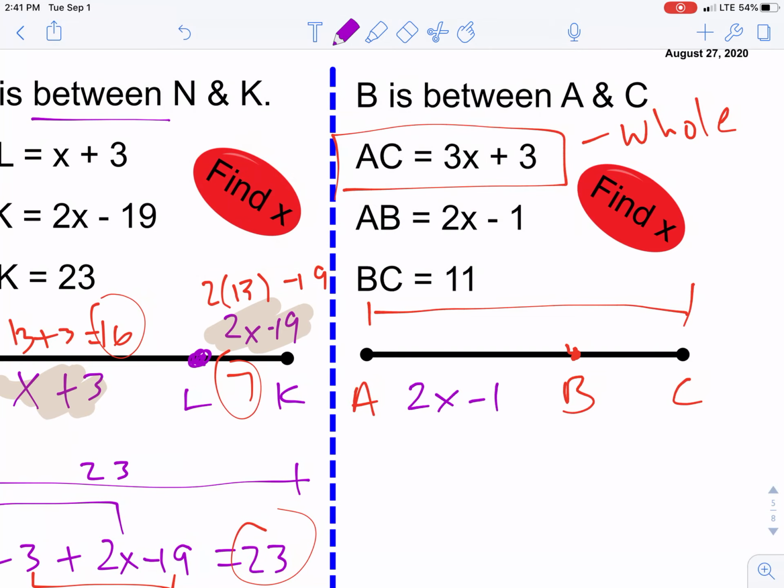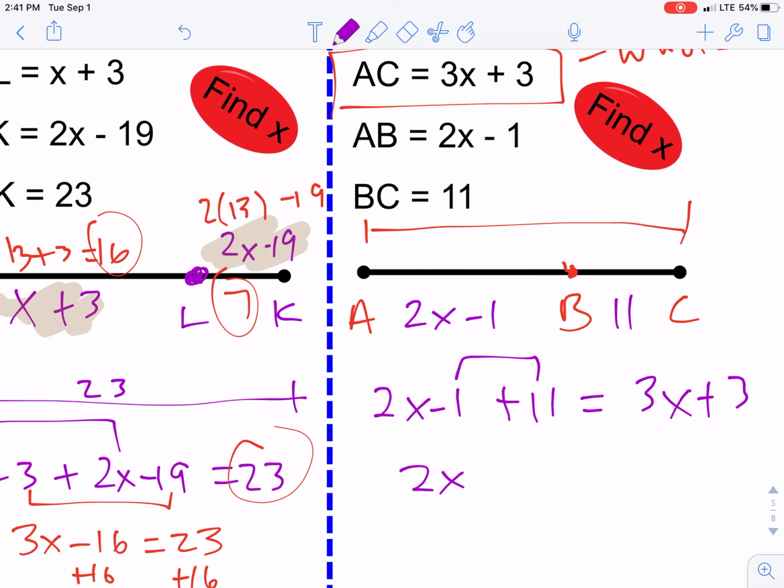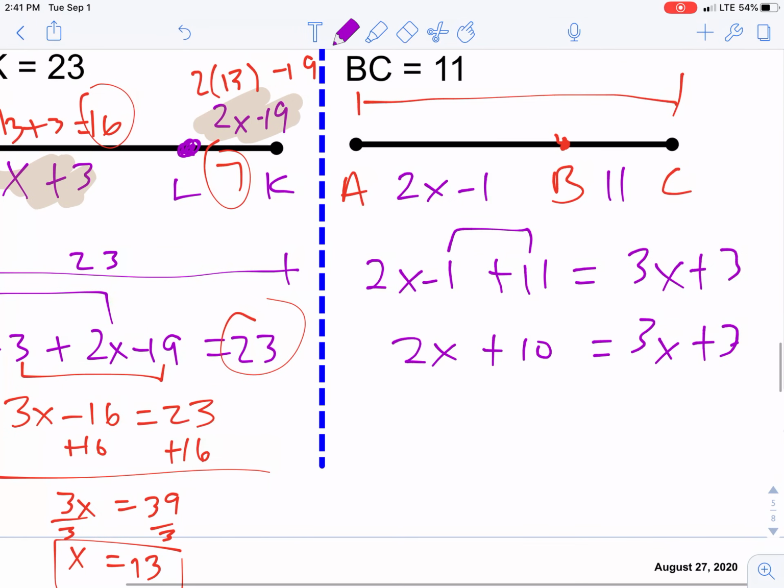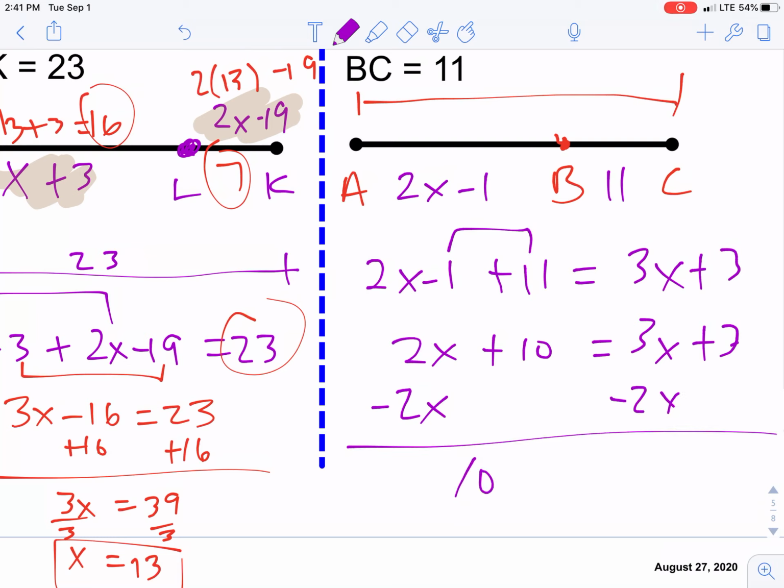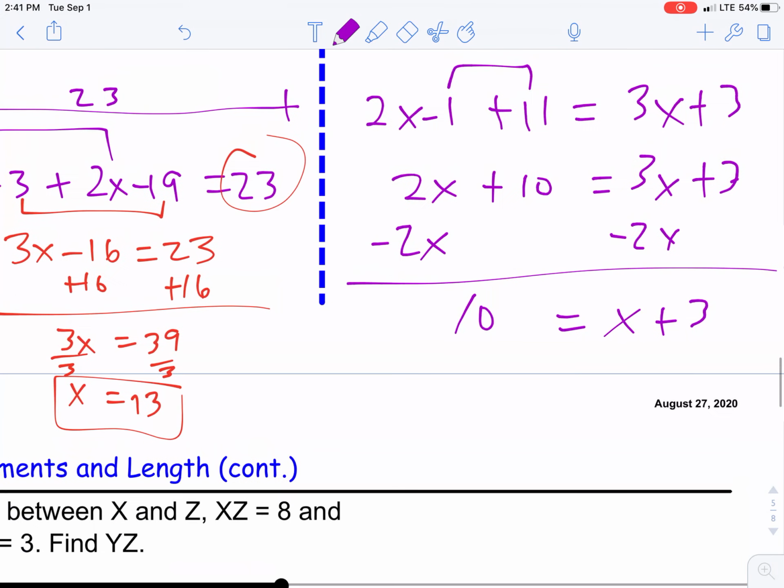And this is going to be 2x. These two are on the same side, so I'm going to combine them together and get positive 10. And then now we have to practice solving when I have variables on opposite sides, so I'm going to have to add or subtract. Subtract 3, and then x equals 7.